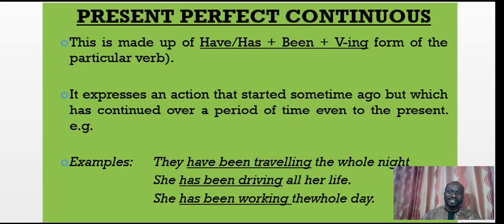We have the present perfect continuous. This is made up of have or has plus been plus the ing form of the particular verb. It expresses an action that started some time ago, but which has continued over a period of time, even to the present. For example, they have been traveling the whole night. She has been driving all her life. She has been working the whole day.